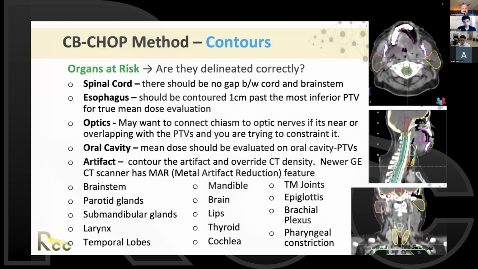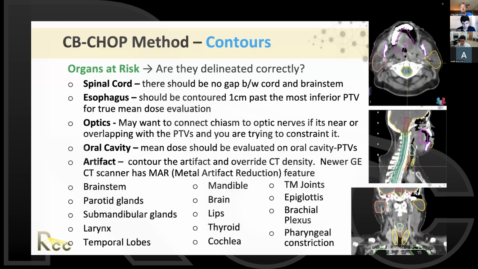Some tips on how to contour, for example, for the cord. There shouldn't be a gap between the cord and the brain stem. It's very important, actually, from the physics point of view too, that we know when we plan and we optimize on these two structures that they are adjacent. So if you leave a gap, the treatment planning system may add a hotspot or some weird thing in between. So you want to do a smooth transition between structures that do meet.